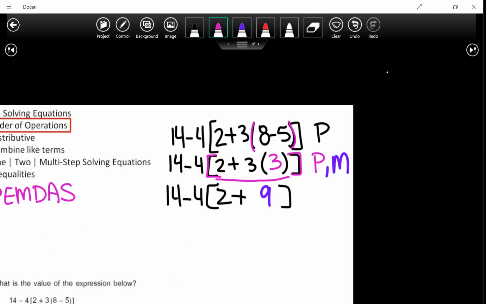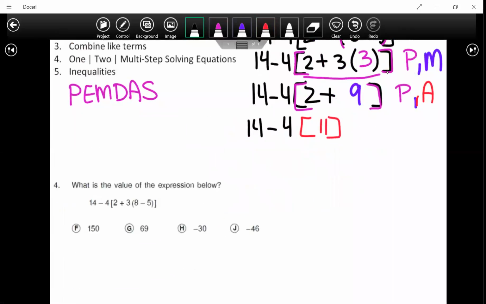And we got to do parentheses one last time with our outer brackets here. And then we're going to do addition. So 9 and 2 is going to give me 11. Rewriting everything, 14 minus 4, then I'm going to do multiplication. 14 minus 44. And then 14 minus 44 is negative 30.